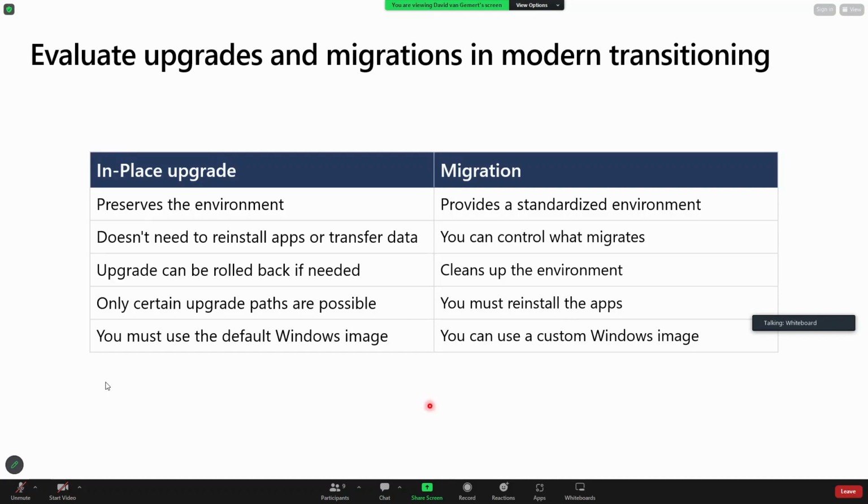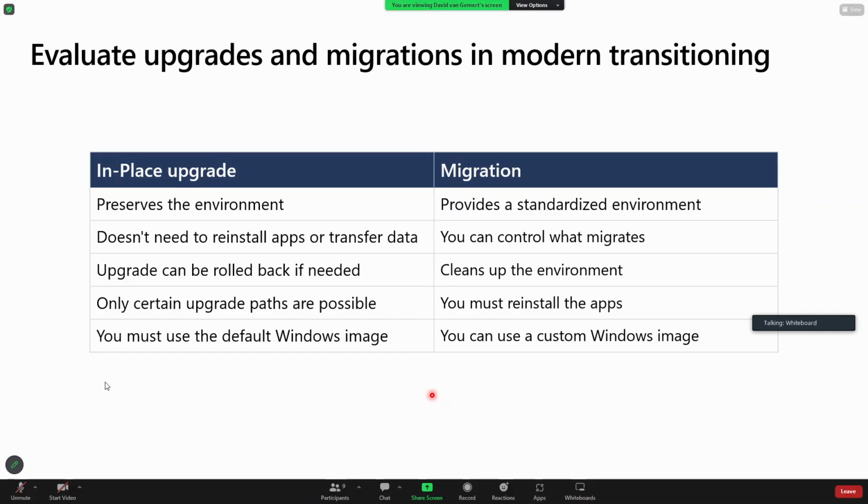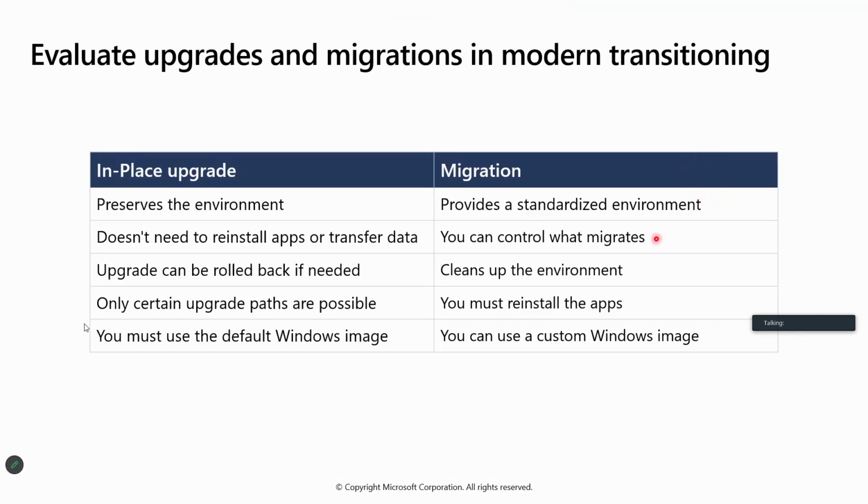This again is just talking about our traditional methods. So an in-place upgrade will preserve the environment. You don't need to reinstall apps or transfer data. You can roll back the upgrade at any point, but only certain upgrade paths are possible, and you have to use the Windows default image, as opposed to migration. So I'm doing a fresh install. I've got a now new standardized environment. I can control what migrates. It cleans up the environment, but we do need to reinstall the apps. And we can use a custom Windows image. If I'm using a custom Windows image, well, maybe my app's already part of that custom Windows image.